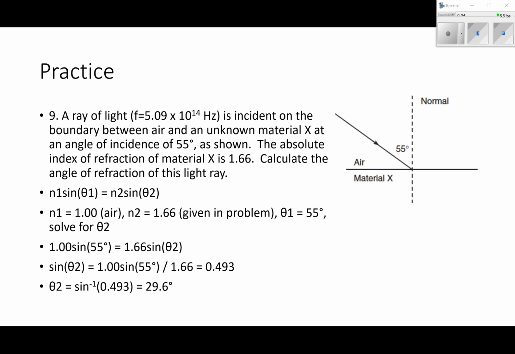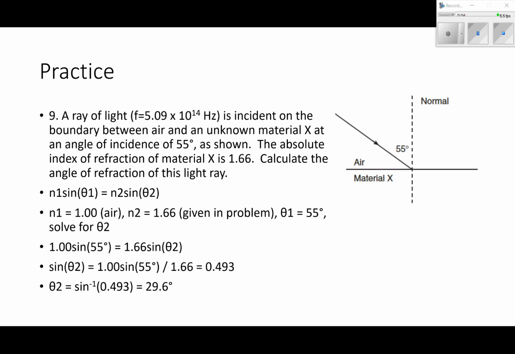Now that's not equal to theta 2. We're not done yet. Sine theta 2 is equal to 0.493. So we have to get rid of the sine. You can't divide by sine. It's not a number. The way we get rid of sine is we do something called an arcsine or an inverse sine. Please don't call it a second sine, but those are the buttons you push on the calculator. You push the second and then sine. You get this sine inverse, sine to the -1. So theta 2 is the inverse sine of 0.493, and it's 29.6 degrees.